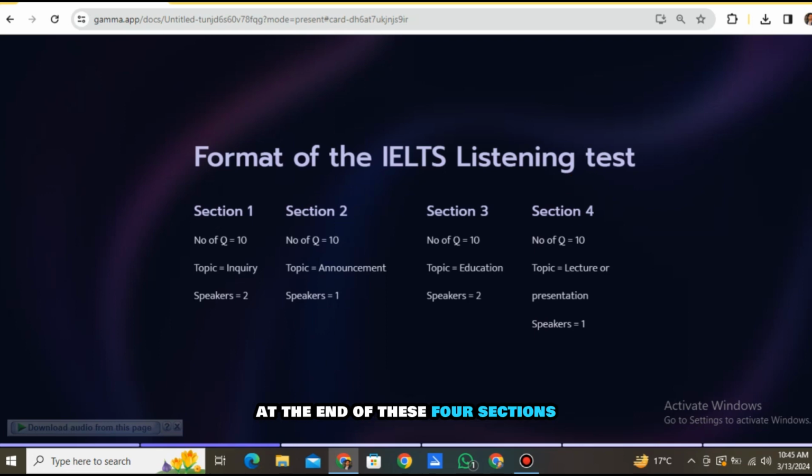At the end of these 4 sections, you will be given 10 minutes to transfer the answers to an answer sheet, the answers that you had already written on the question booklet.